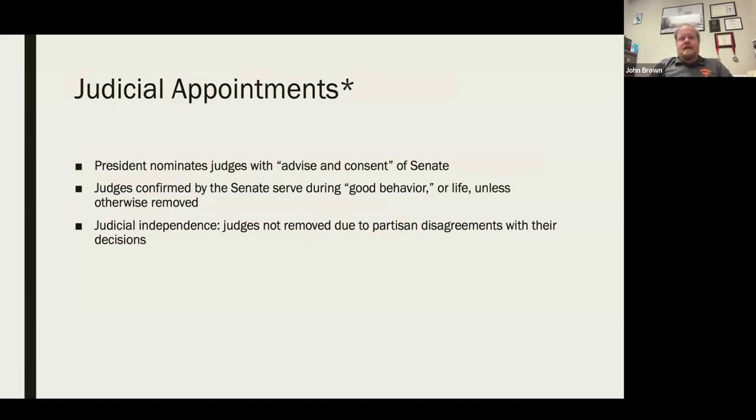Judicial appointments. According to the Constitution, the president has the authority to nominate judges with the advice and consent of the Senate. This is at the federal level.